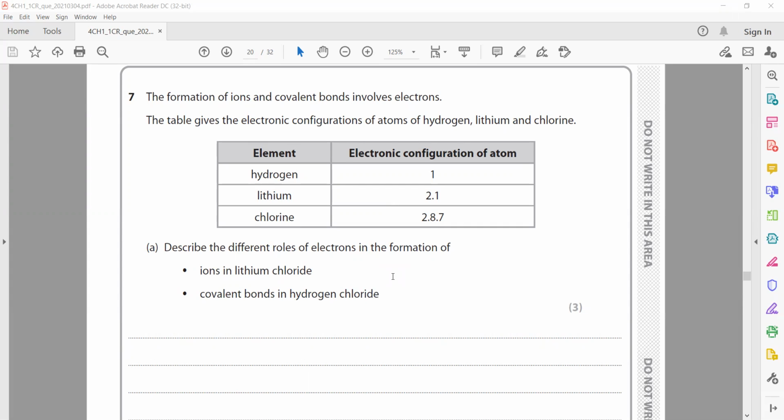Oppositely charged ions attract each other. Whereas hydrogen chloride is a simple molecular or simple covalent compound with weak forces between the molecules, and the attraction between the shared pair of electrons and the nucleus keeps the bond together.